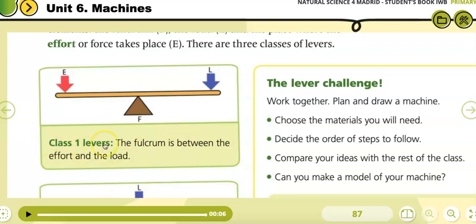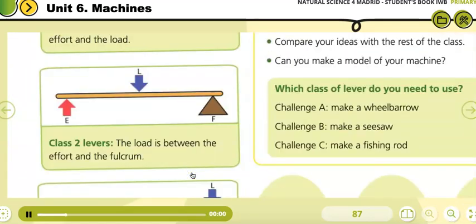So where's the effort? Can you circle the effort? Is this the effort? No. Is this the effort? No. Where is the effort? Here. It is E. Where is the fulcrum? Here. And where is the load? Here. Very good. So where is the fulcrum? Between the effort and the load. Good job.